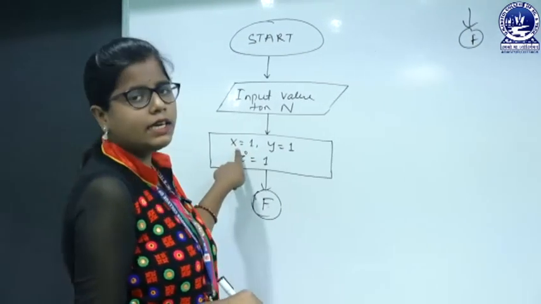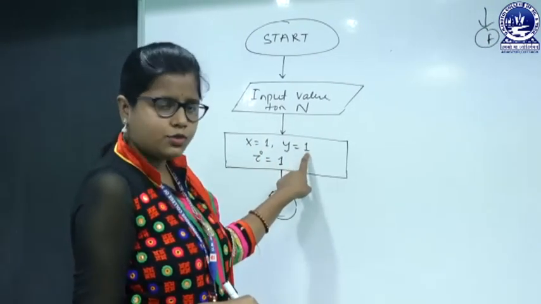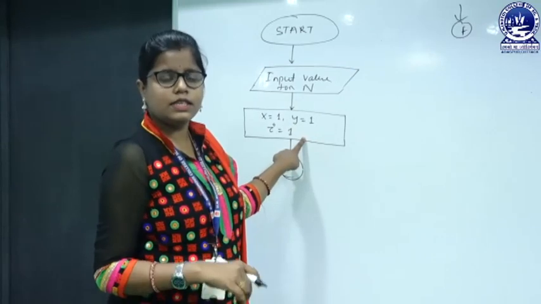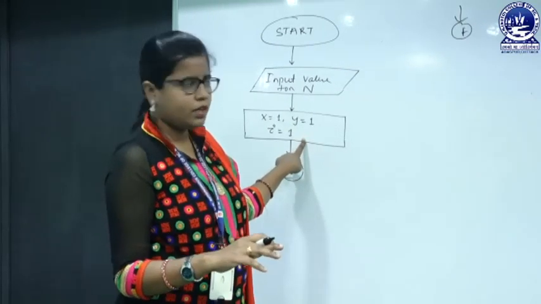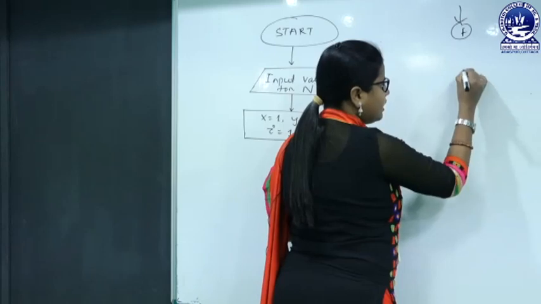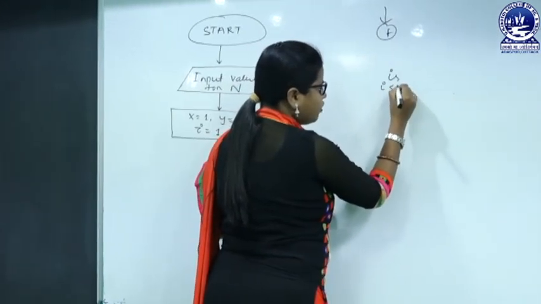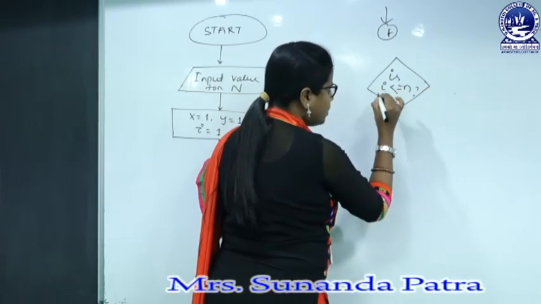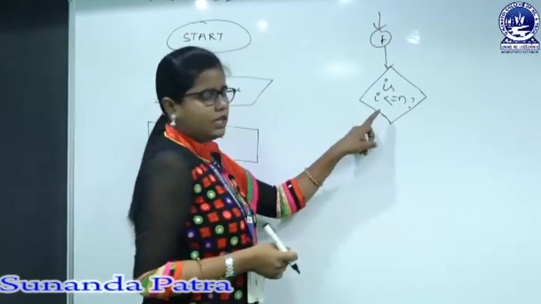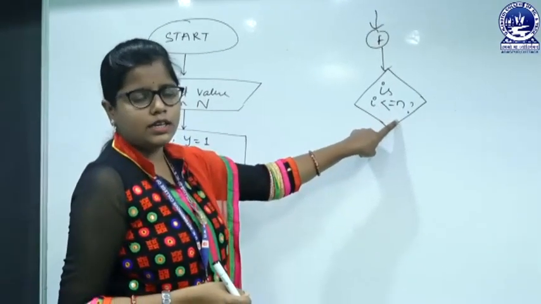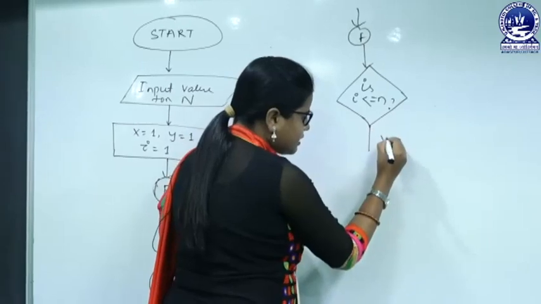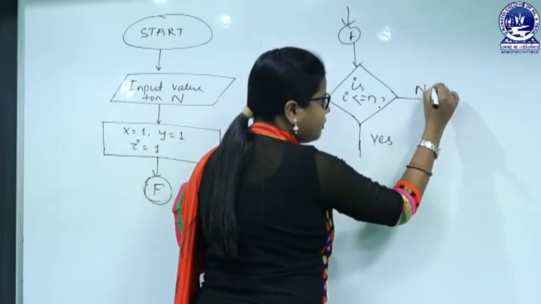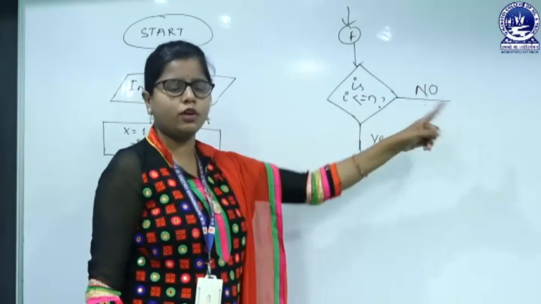So after taking x as 1, y as 1 and I equals 1, we need to check whether the I value is in the range of n or not. So here the condition is I less than or equal to n. We have to put it into the diamond shape or rhombus shape. Is I less than or equal to n or not? If it is yes, we have to follow the yes path. If it is no, that means the condition is false, then we have to follow the no path.